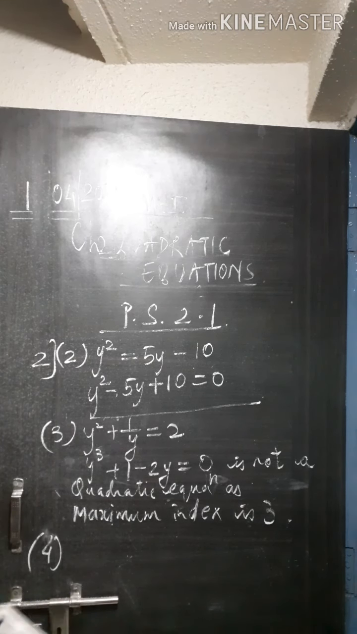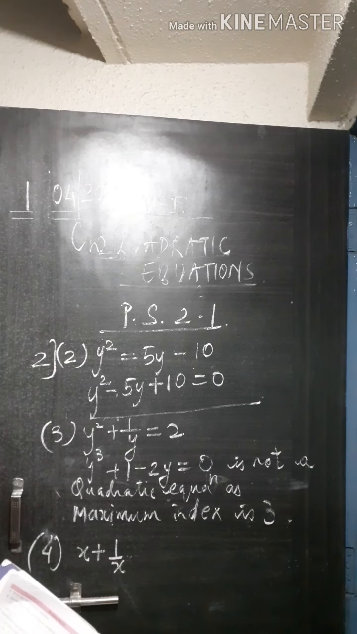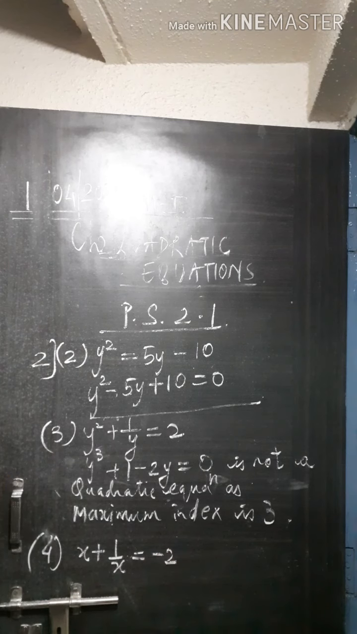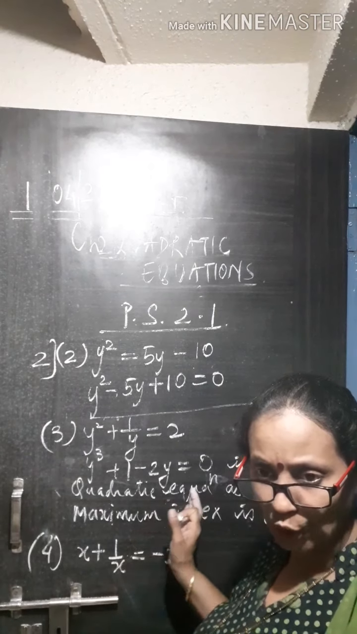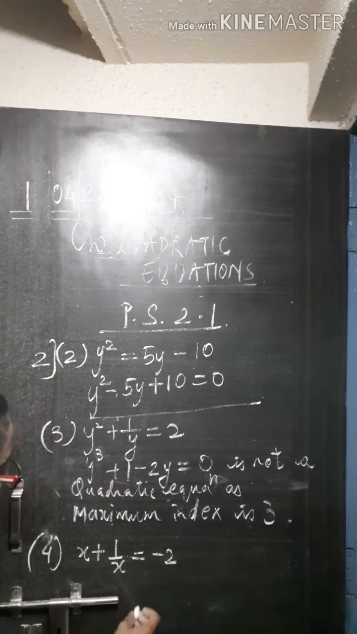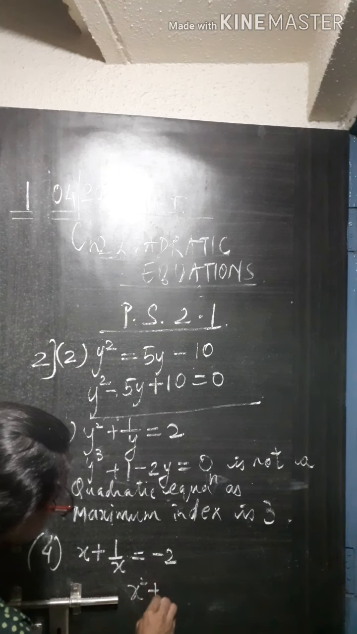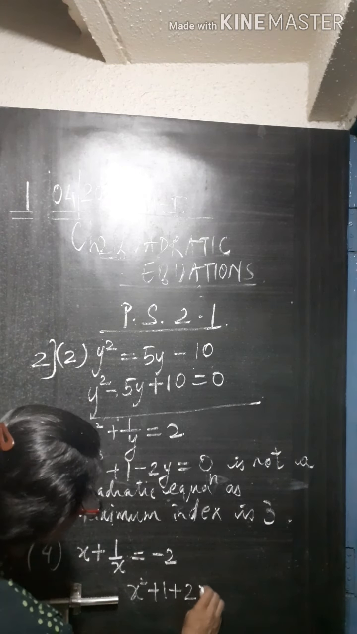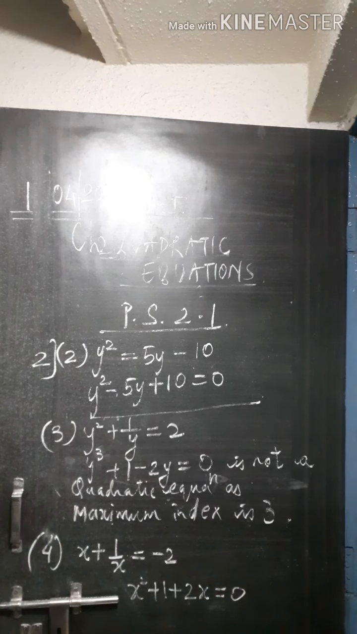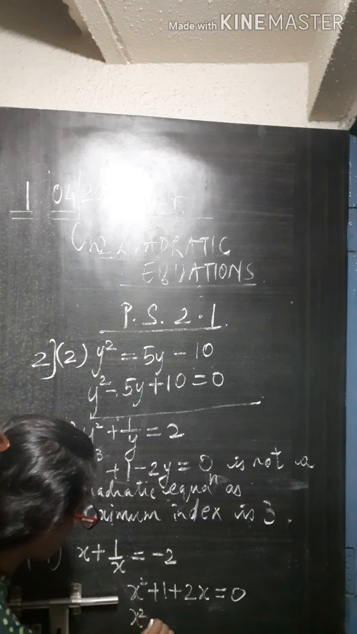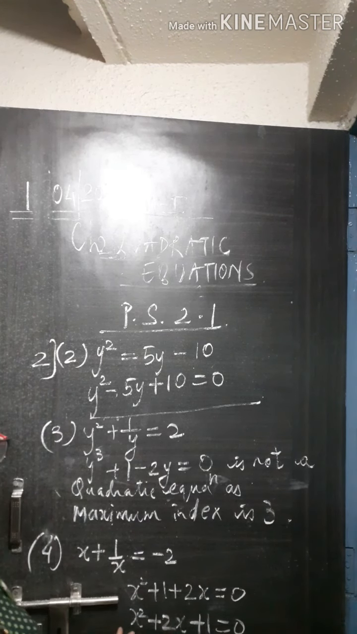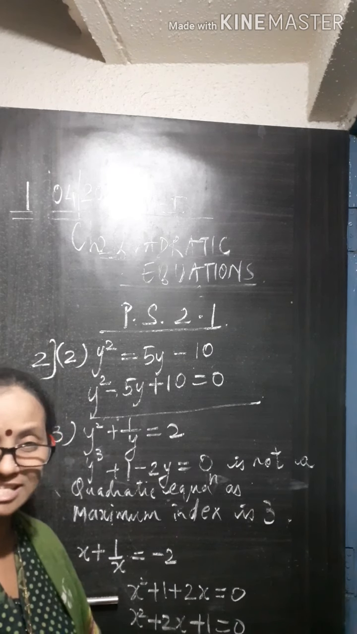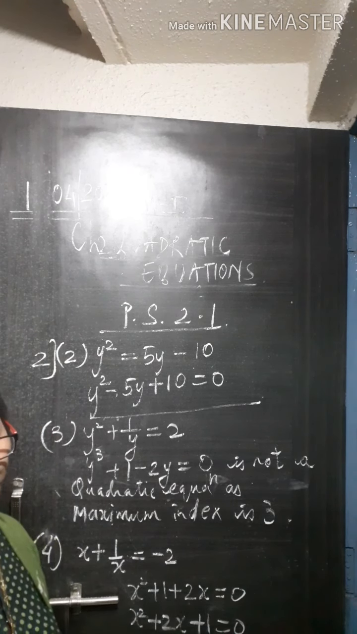is again a similar form, but here there is x plus 1 upon x is equal to minus 2. Whenever the denominator has x, what do we have to do? We have to multiply by the same variable on both the sides. So multiplying by x on both the sides, what will I get? x squared plus 1 plus 2x is equal to 0. Now if I rearrange in the standard form, x squared plus 2x plus 1 is equal to 0. It is in the form ax square plus bx plus c is equal to 0, the standard form, and therefore it is again a quadratic equation.